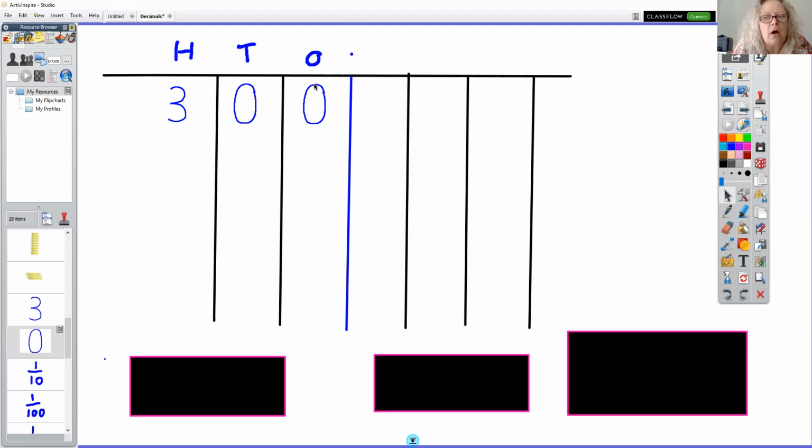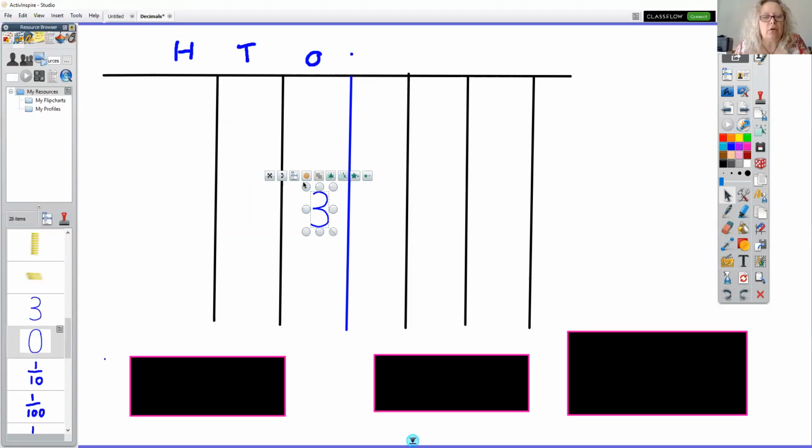So every time a digit moves in that direction, it's worth 10 times as much. So here it's worth 3, here it's worth 30, and here it's worth 300. And if I move it back, oh, it's only worth 30 now. And of course we need the 0. And if I move it back again, it's only worth 3.